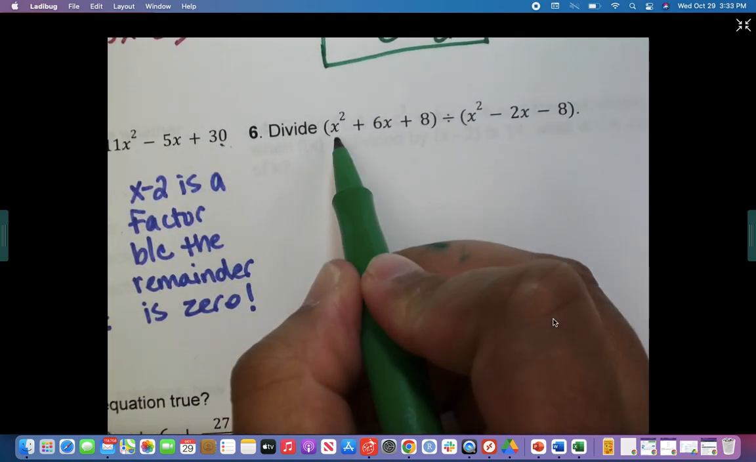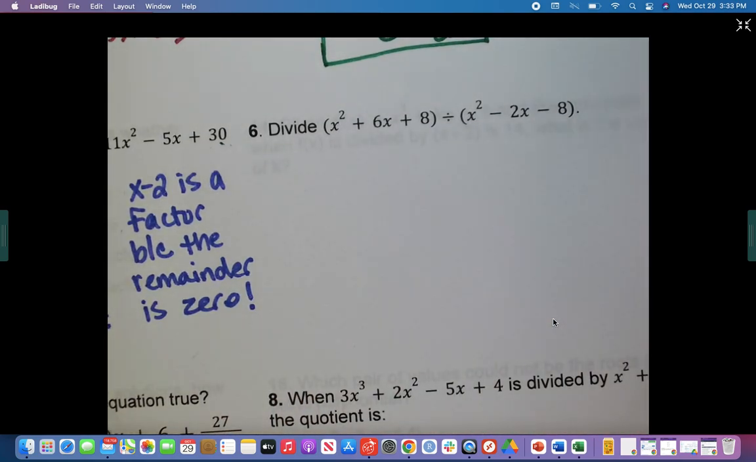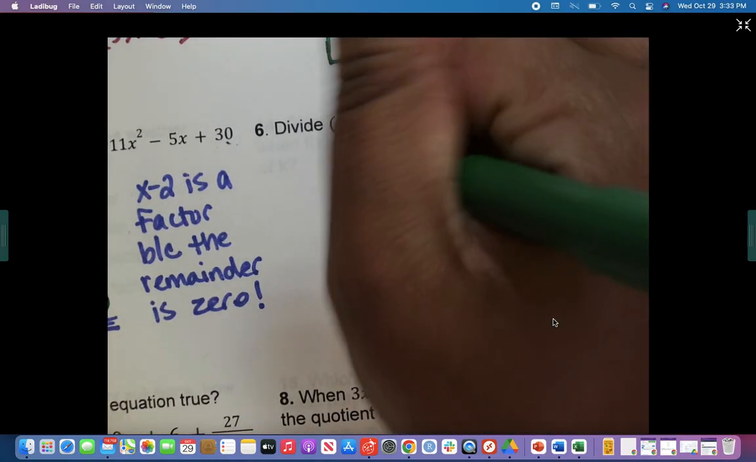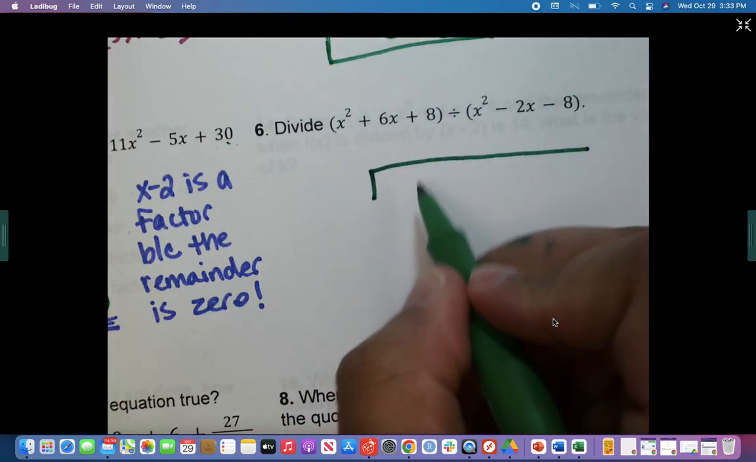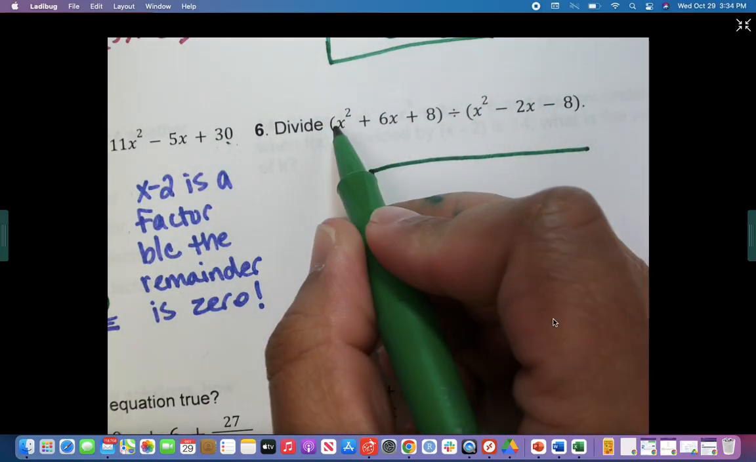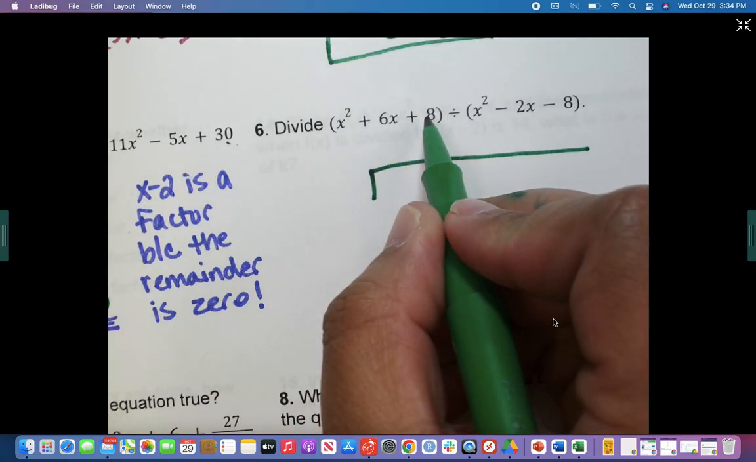So you take your dividend, and basically you set up the problem like you would if you were doing regular long division with numbers. So I set up my little house. My dividend goes under the house. So x squared plus 6x plus 8.